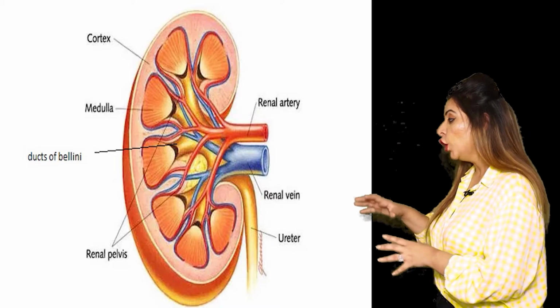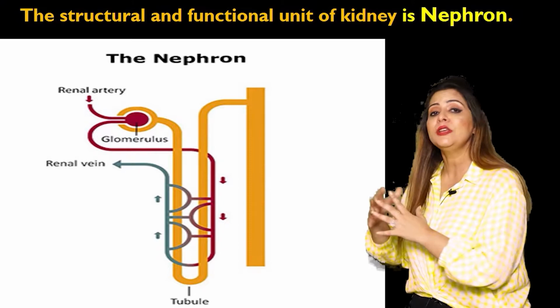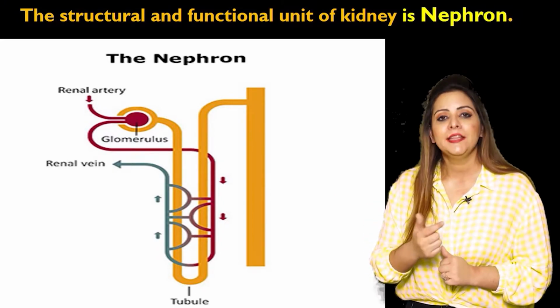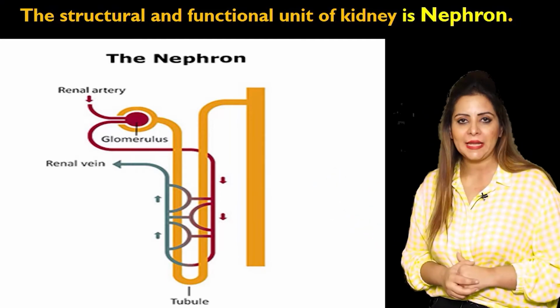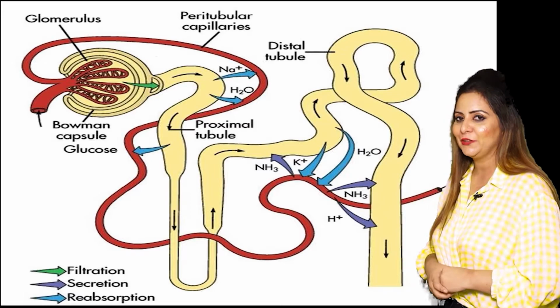Now we have learned on an organ level. Now if I talk about the cellular level, we know that every organ is made up of tissue and tissue is made up of cells. That is the reason we call the cell the structural and functional unit of life. So likewise, the structural and functional unit of the excretory system is called the nephron. And this is how it looks like. Do not get nervous by looking at its structure. I'm going to simplify it for you.